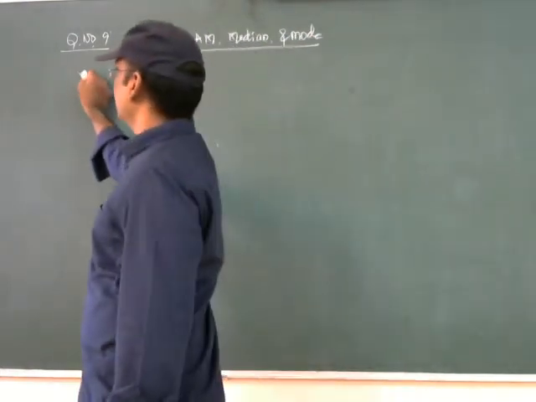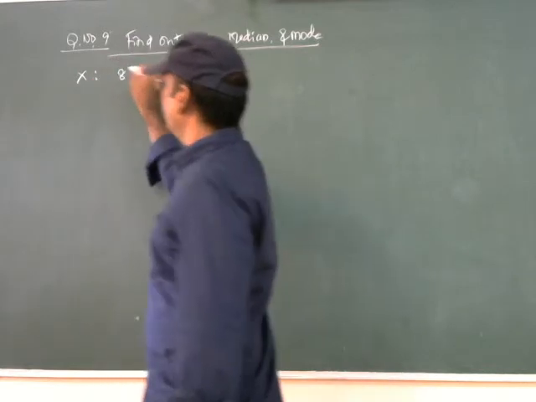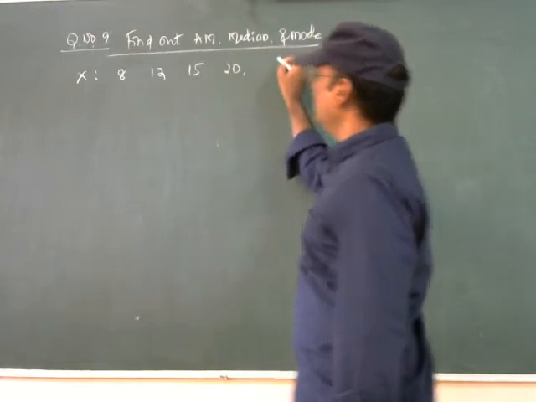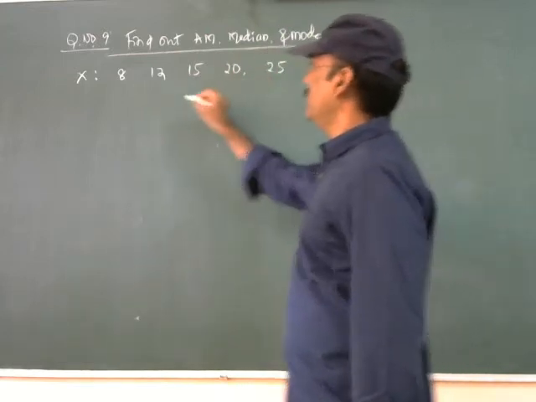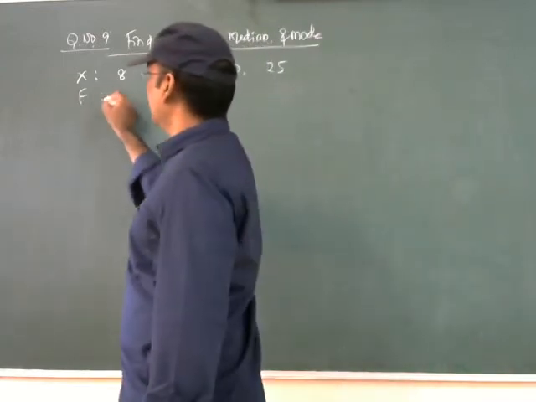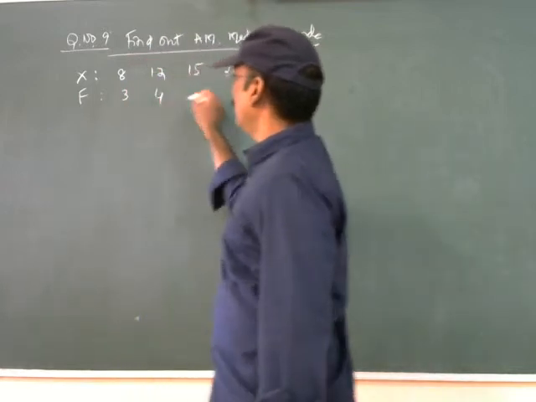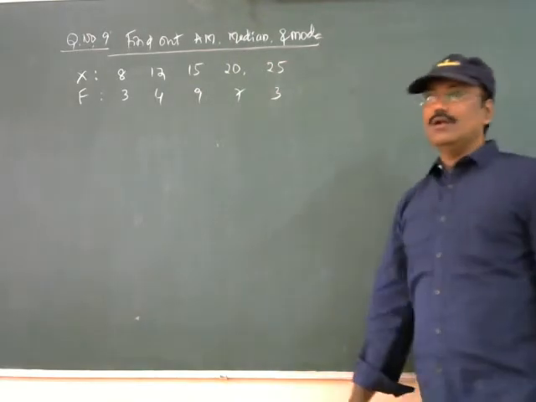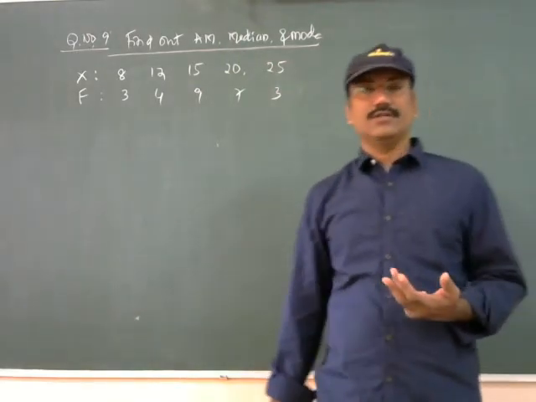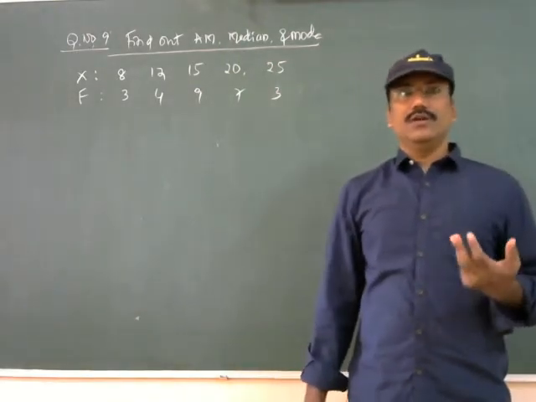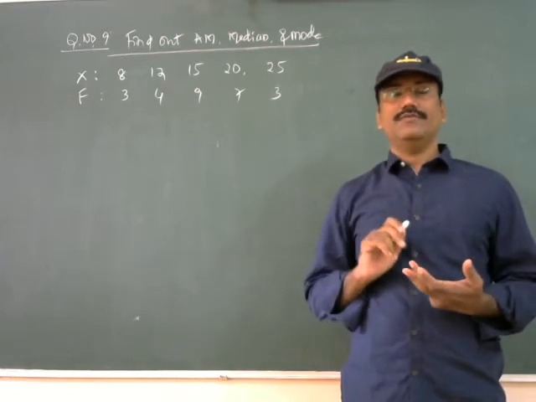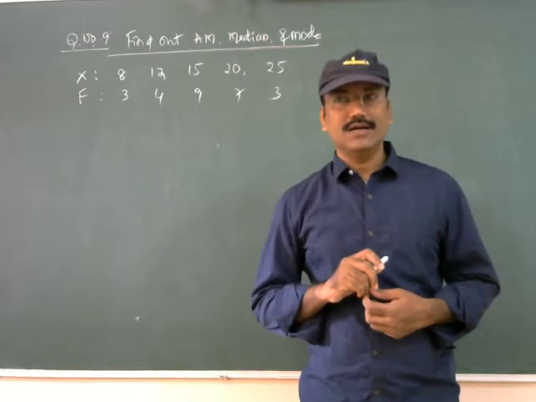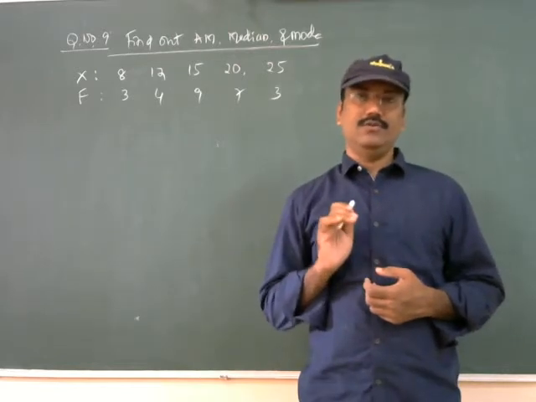The variables are like this: x, 8, 12, 15, 20, 25, and the frequencies are 3, 4, 9, 7, 3. Now, as I said, in the case of computation of the median, what do we need to do? We first need to verify whether the variables are in ascending or descending order.